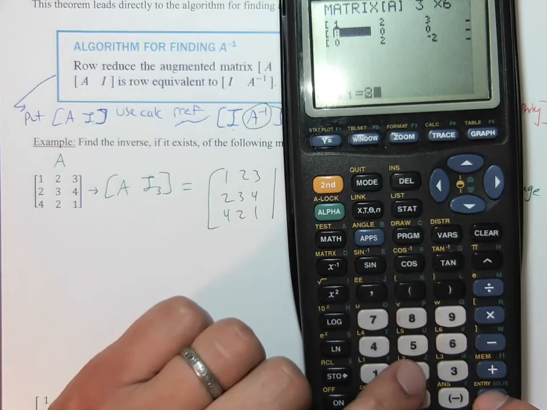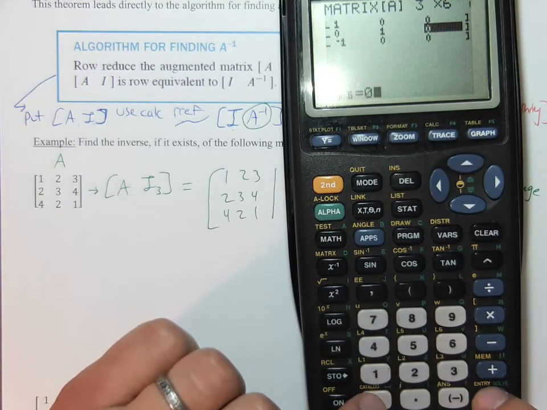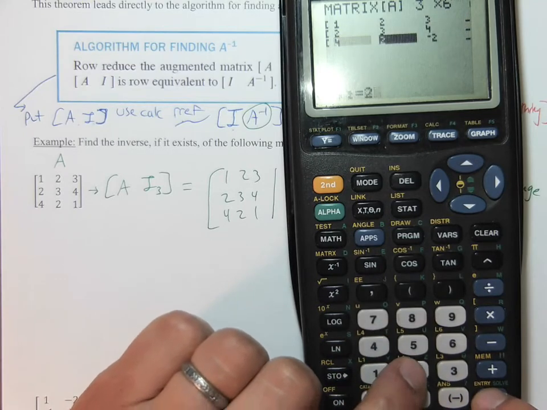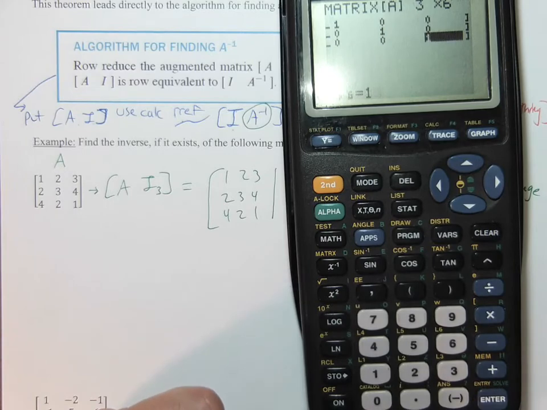The second row is 2, 3, 4, 0, 1, 0. The third row is 4, 2, 1, 0, 0, 1. All right, so now that this augmented matrix is in there with A and I, and we just want to row reduce it, right? So the way you do that is you quit.